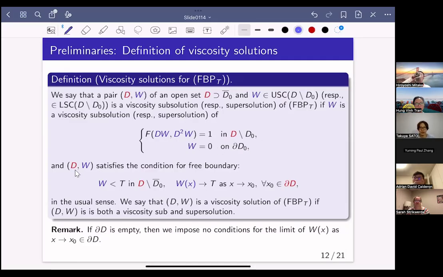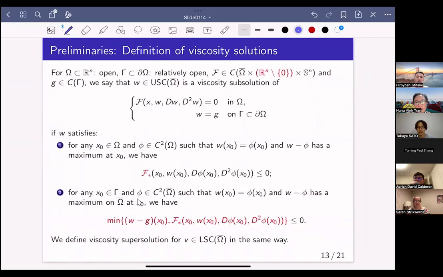And this pair satisfies the rest two conditions in the usual sense. And we say that (D, W) is a viscosity supersolution if we change this inequality to the opposite side, and we say that (D, W) is a viscosity solution if it is both a viscosity sub and a supersolution.